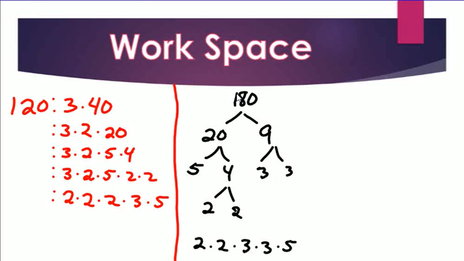And if we want to check our answer, 2 times 2 is 4, 3 times 3 is 9, so you got 36. 36 times 5 would give you your 180.